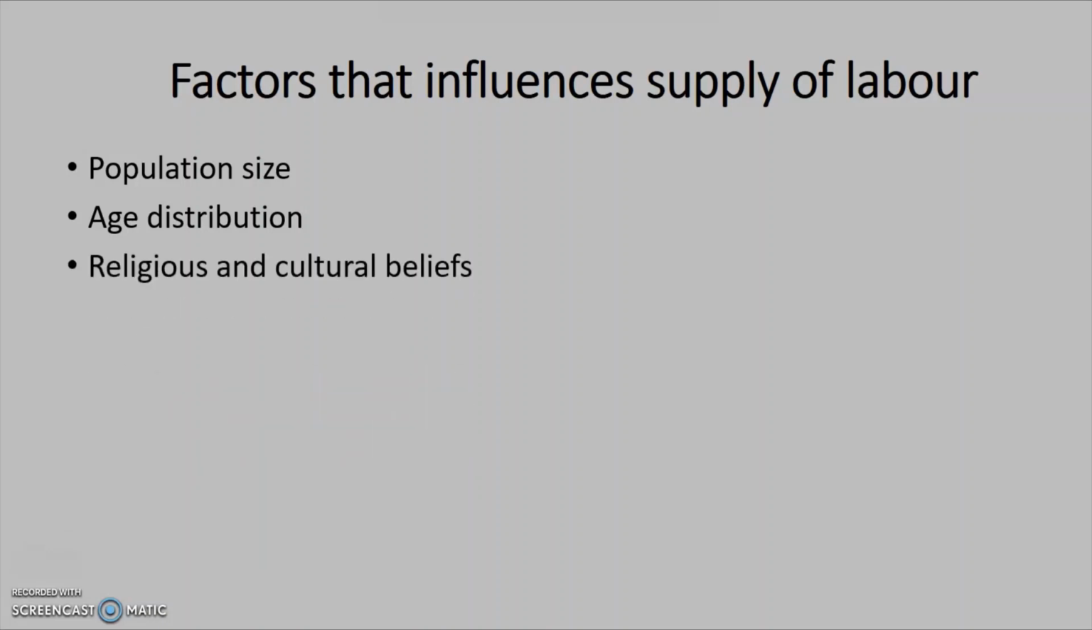Then we have religious and cultural beliefs. Now, certain religions or certain cultures do not permit women in society to work. So when you have it this way, it means it's going to affect your supply of labor negatively, meaning that in such a religion, it is only men who are working. But then if you have a religion where both women and men are working, then it means it will have a positive impact on your supply of labor.